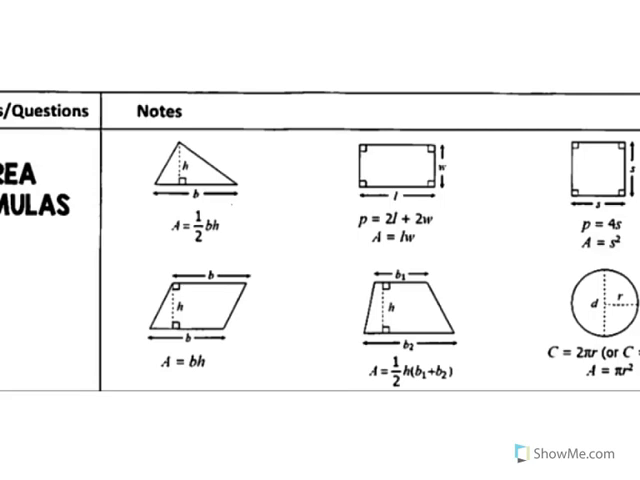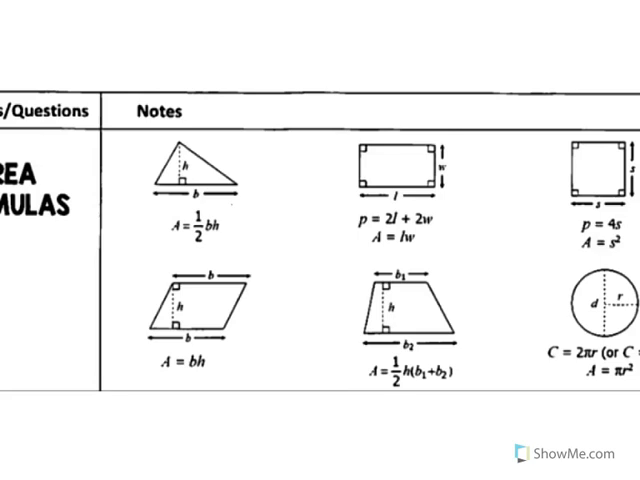Sometimes the height will be inside the triangle, like that imaginary dotted line. Sometimes it'll be an actual side of the triangle. And then there are times where it could be outside of the triangle. It just has to be perpendicular to the base.